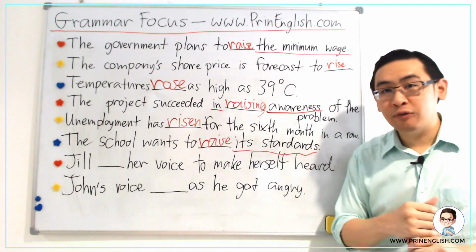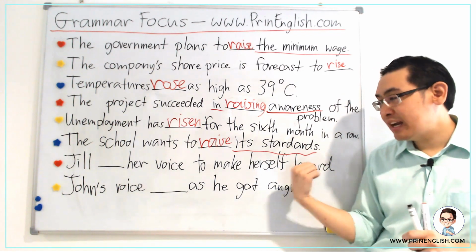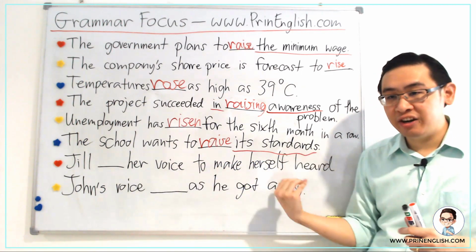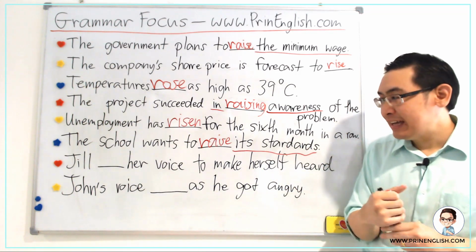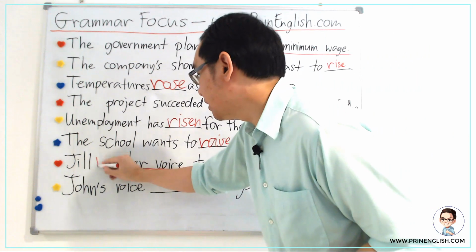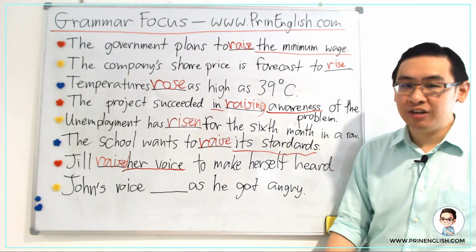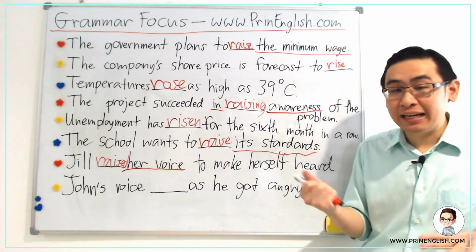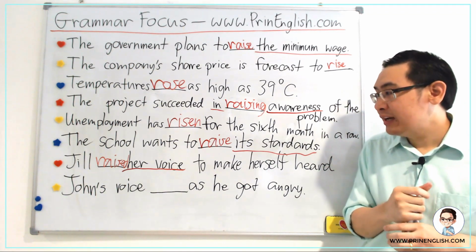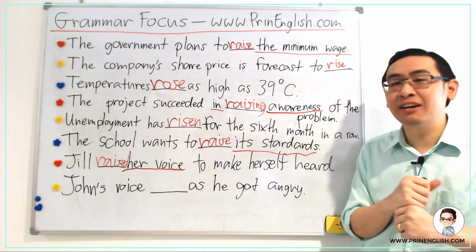And for the next one, the one with the red heart: Jill something her voice to make herself heard. So Jill did something to her voice so that other people around her can hear her, maybe it's a noisy place. You'll see there is her voice as an object, so we should use a word from the raise family, such as raised. Jill raised her voice to make herself heard, meaning she made her voice louder so that she could be heard. If you answered with another form from raise, it's also correct, for example, Jill is raising her voice to make herself heard.